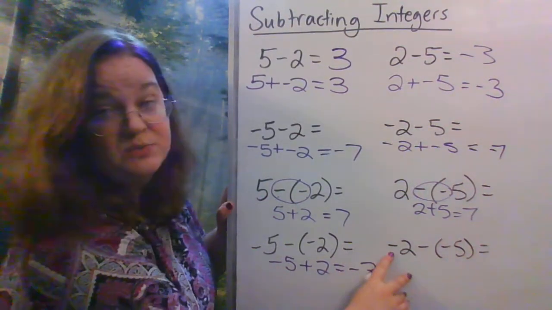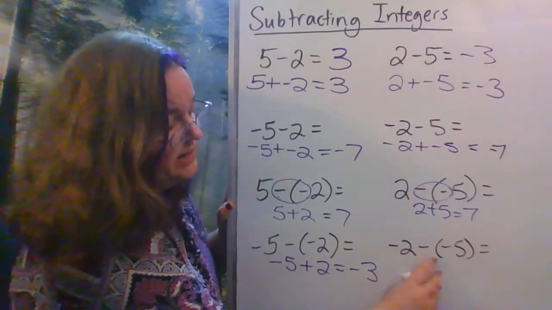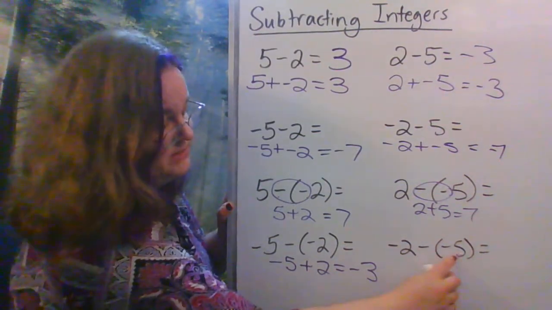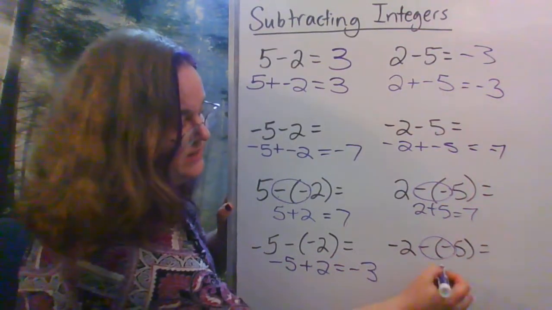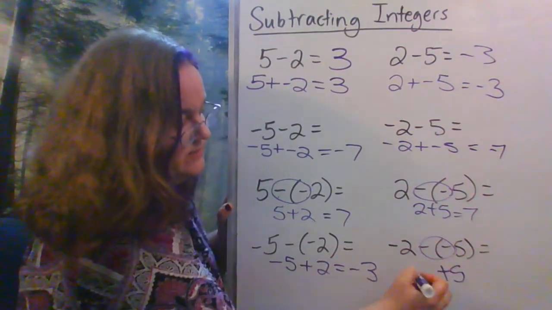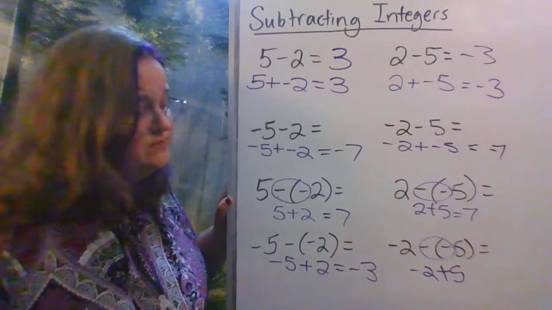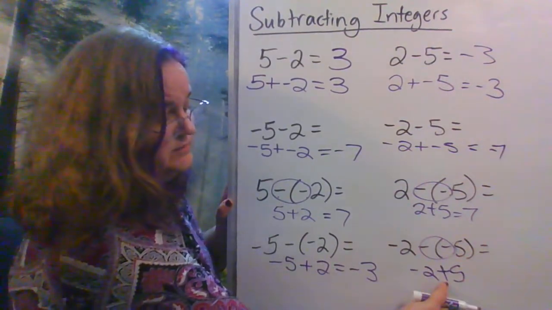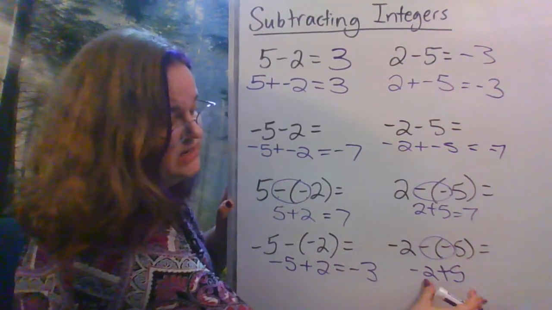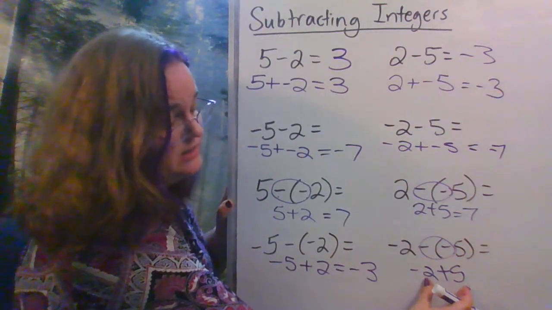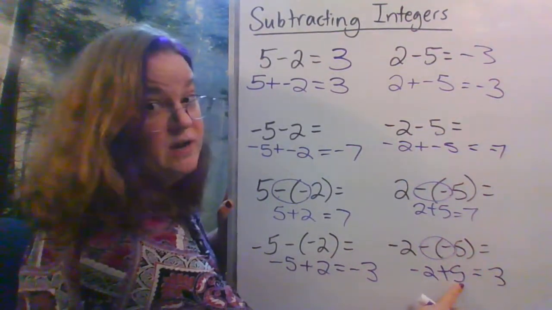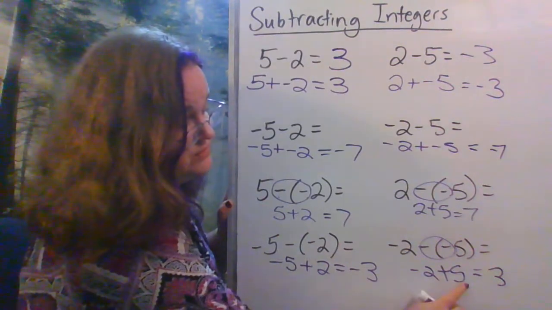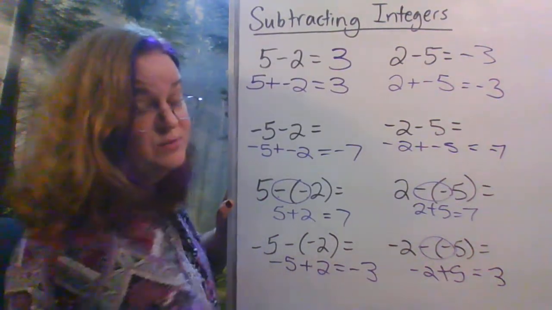Okay, looking at the last problem, negative 2 minus negative 5, the opposite of negative 5. So again, I'm going to take this as the opposite of negative 5 is positive 5. So negative 2 plus 5, I'm doing addition now. One's negative, one's positive, so I subtract. 5 minus 2 is 3. And when I look, I have 5 positives and 2 negatives, so there's more positives, so it's positive 3.